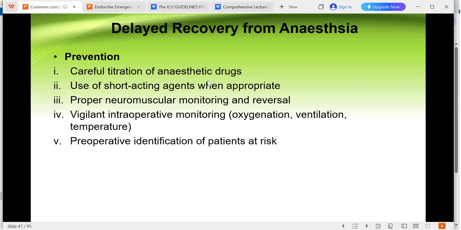Vigilant intraoperative monitoring, your oxygenation, ventilation, and temperature. And I hope that many of us in our centers have facilities to monitor temperature. Core temperature monitoring is important. And more importantly, to prevent it, always identify patients that are at risk preoperatively. The elderly patient, patients with comorbidities, some patients with some abnormalities. These are the ways to prevent delayed recovery.